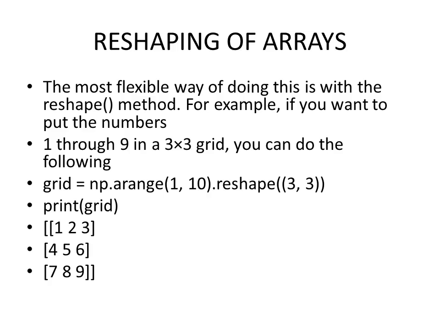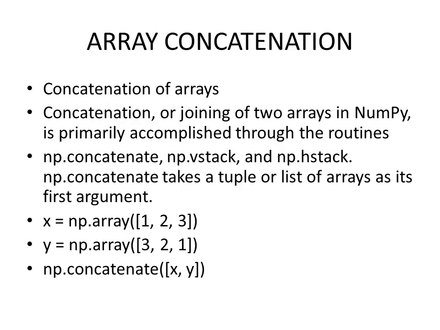And then we'll move on to array concatenation. What is concatenation? It is another term for joining two arrays using numpy. Here we can accomplish this using np.concatenate, and we also have functions called np.vstack, which is vertical stack, and np.hstack, which is horizontal stack. So with horizontal stack and vstack, we have a differentiation in how we join two arrays.